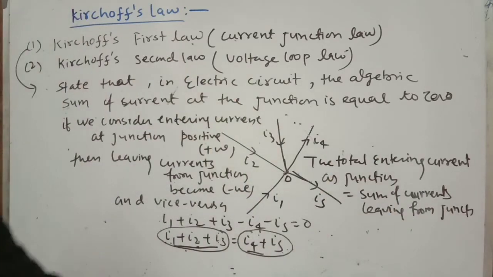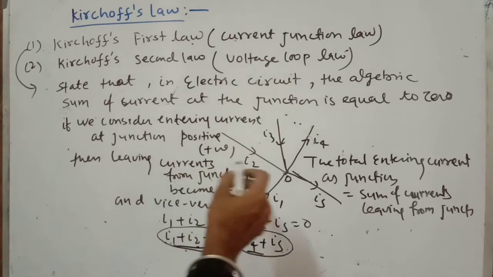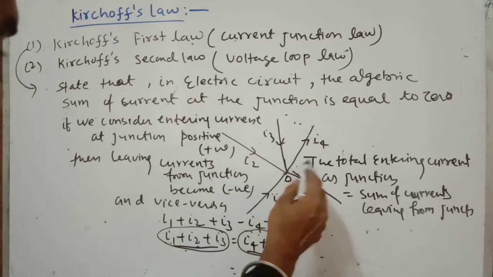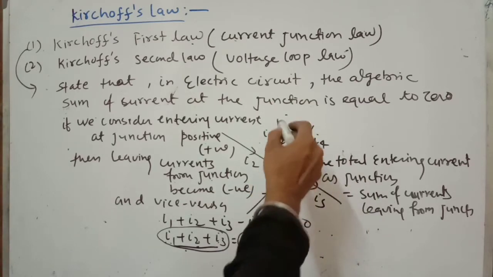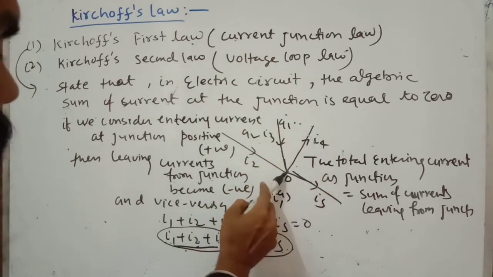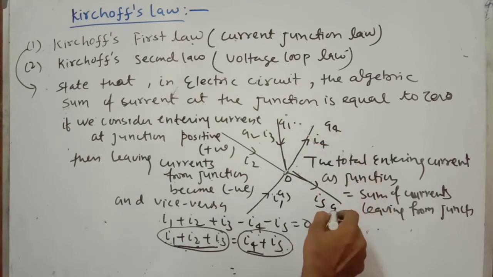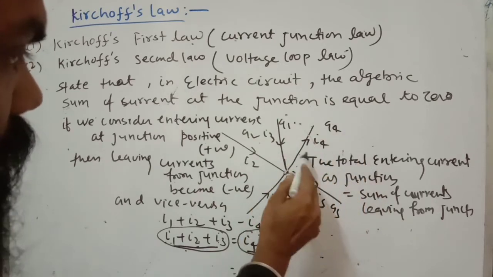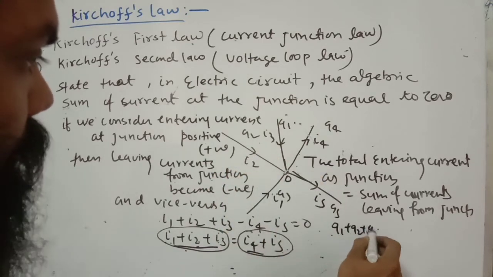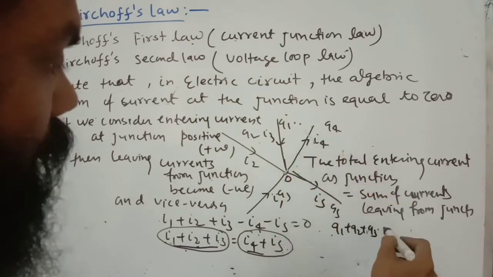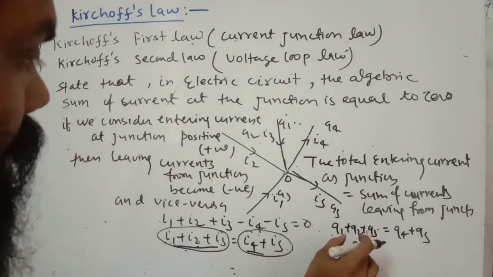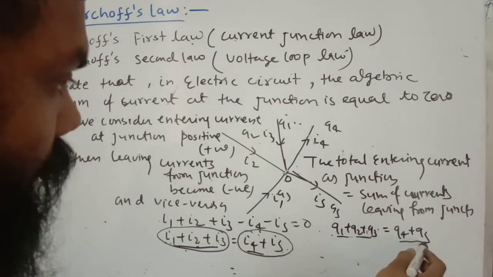Generally this law is based on the conservation of charge. The total entering charge is equal to the total leaving charge. Consider Q1, Q2, Q3 as charges entering at the junction O, and Q4, Q5 as the charges leaving from this branch. So the total entering charge Q1 plus Q2 plus Q3 is equal to the total leaving charge Q4 plus Q5. According to conservation of charge, the total entering charge equals the total leaving charge from the junction.